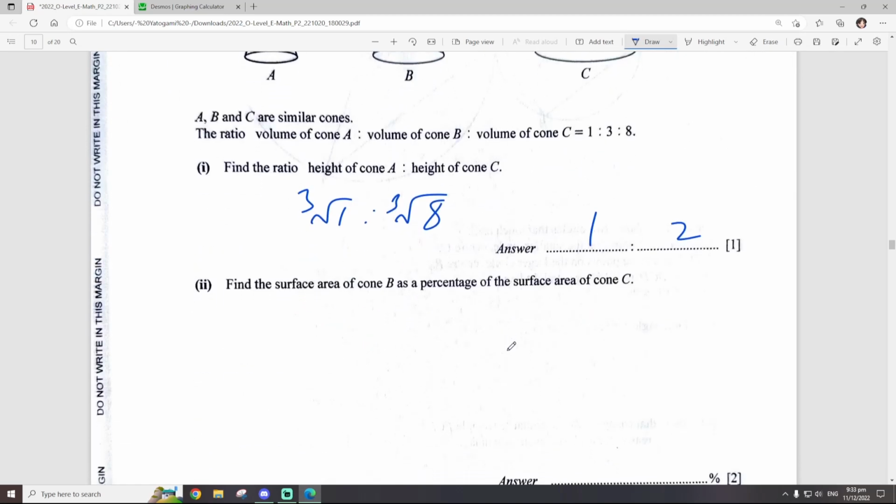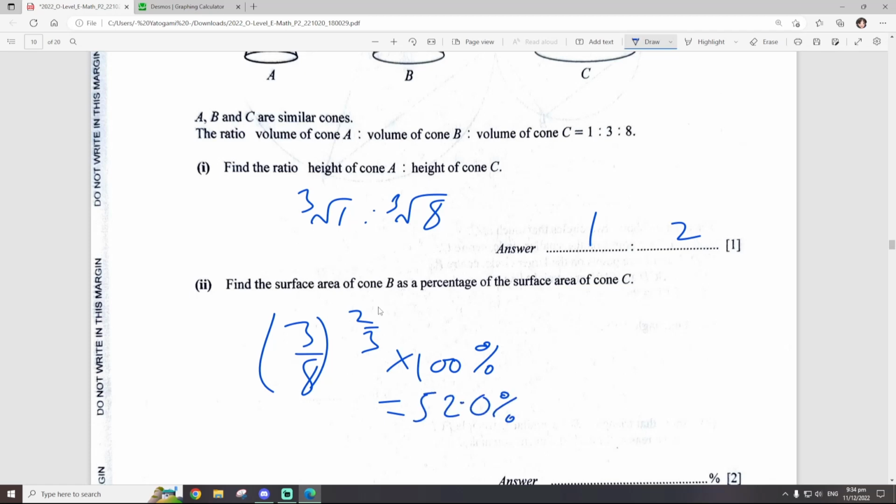Find the surface area of cone B as a percentage of the surface area of cone C. So surface area is in 2 dimensions, so you need to raise the power to 2 over 3. So it will be (3/8) to the power of 2/3 times 100%, which is 52.0% to 3SF. Yep.